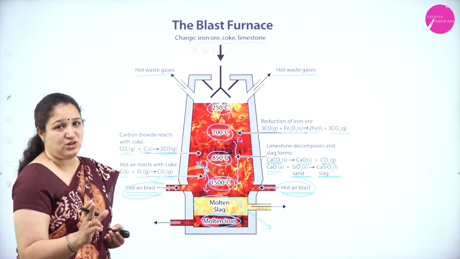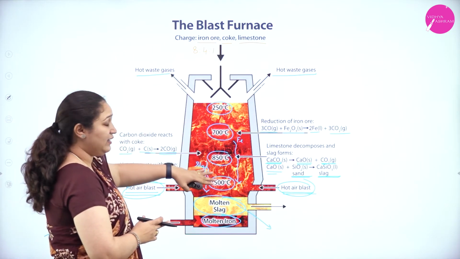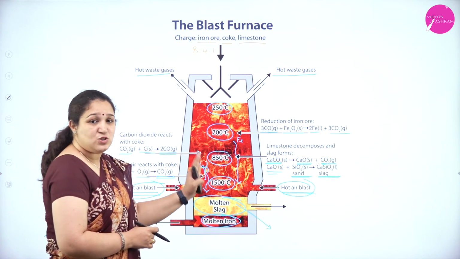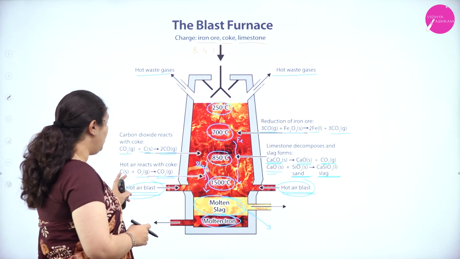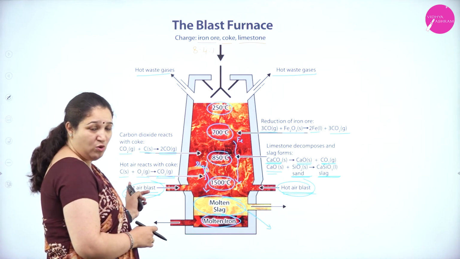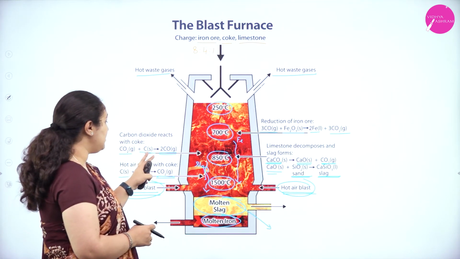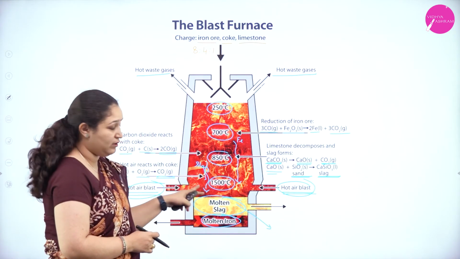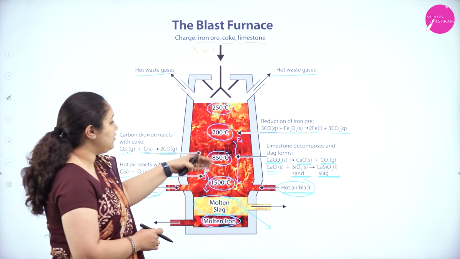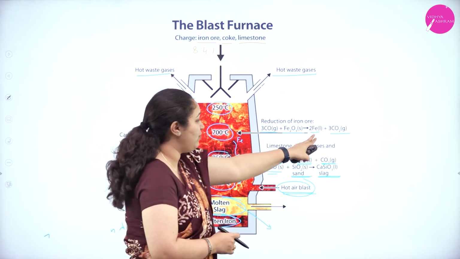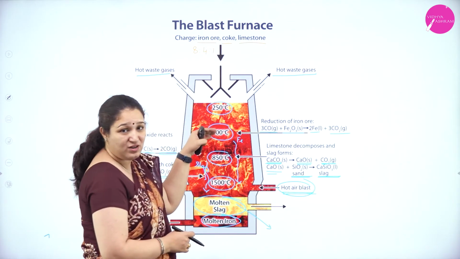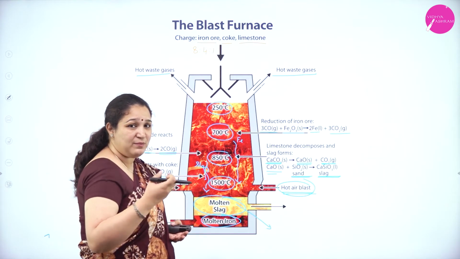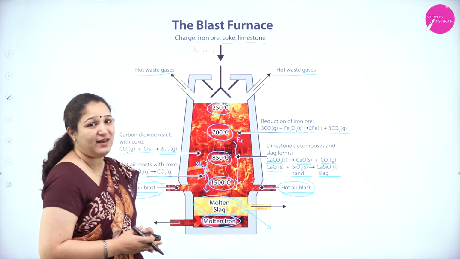So once again I shall repeat, you're taking the charge, adding it into the blast furnace, and hot air is blasted from below. So as air goes and reacts with coke to form carbon dioxide, with more coke it will form carbon monoxide. So that is the zone of combustion, which is below here. As carbon monoxide goes above, it reacts with iron oxide to form iron and carbon dioxide, and that is the reduction zone. As iron is formed, it comes below because it's heavy. On the way it will pick up more carbon, so we call such iron pig iron.